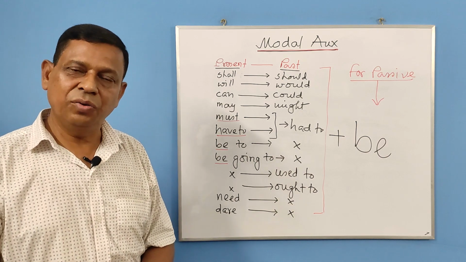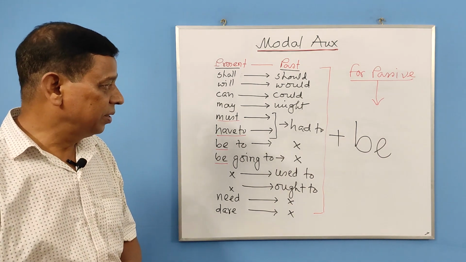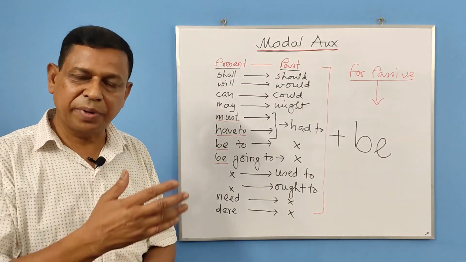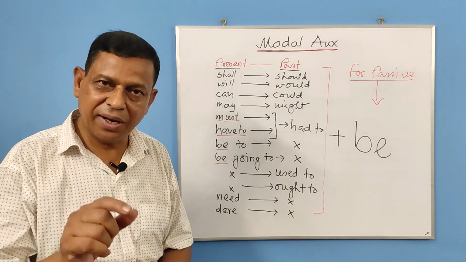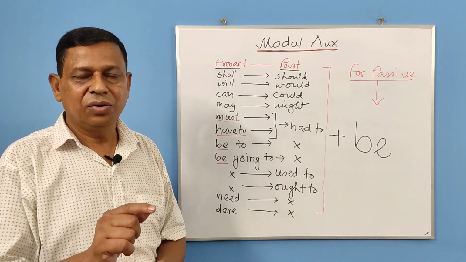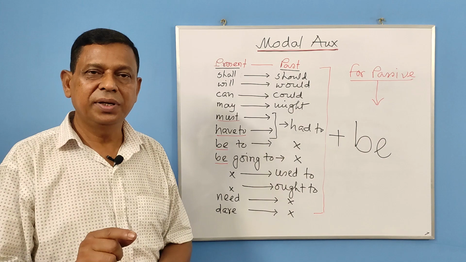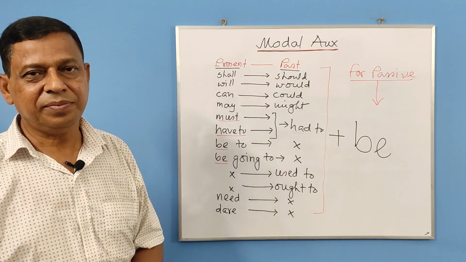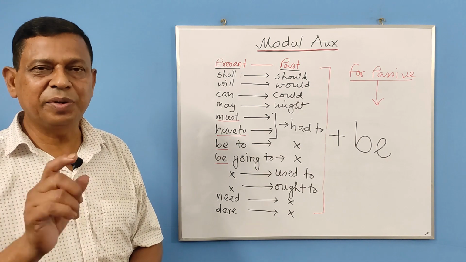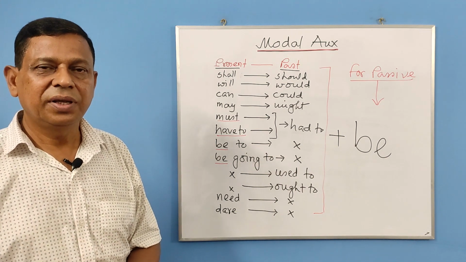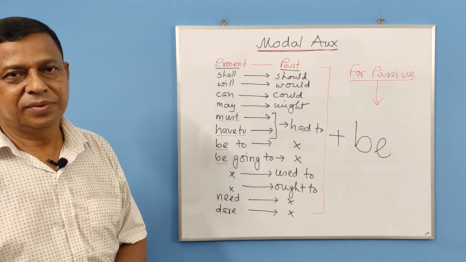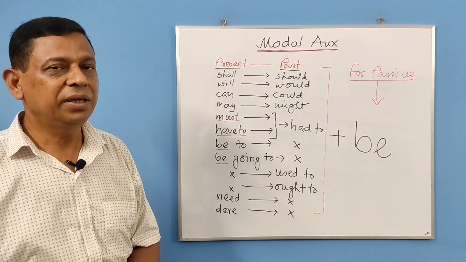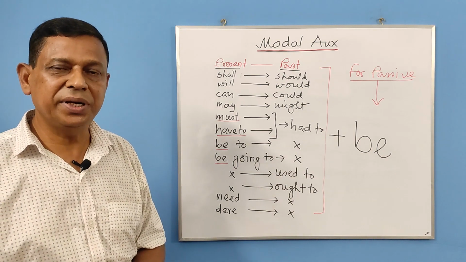I think you have understood all the modal auxiliaries, but one thing you have to remember: if you are to change from active voice to passive voice, if there remains any modal auxiliary verb, they will have to take be after them. I am giving you an example. He can do the work. Passive form: The work can be done by him.